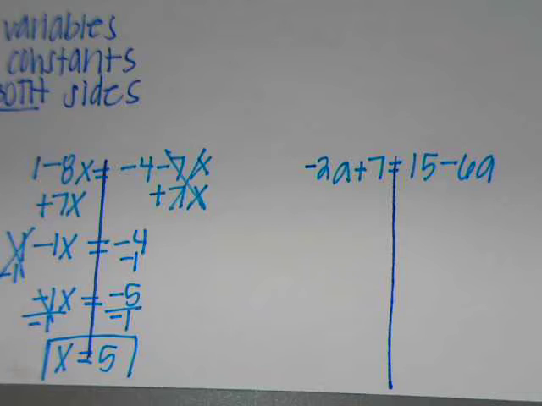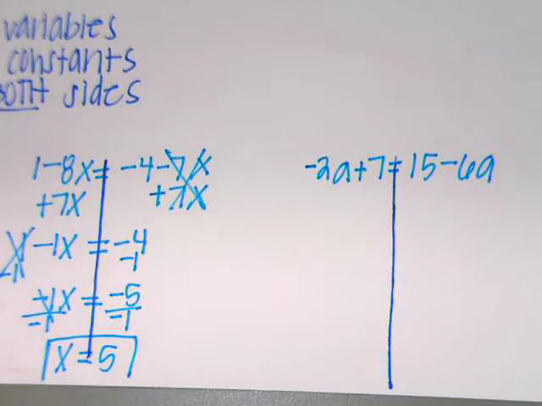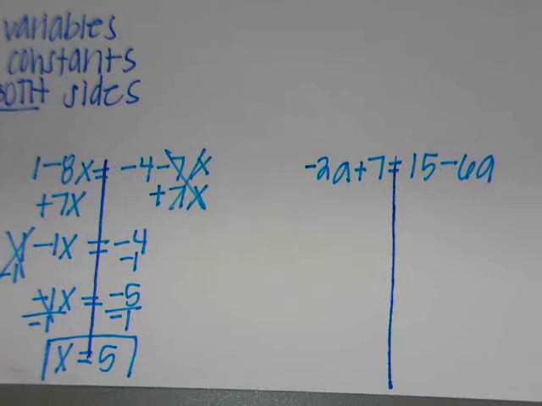What do you do? So always take the one that's on the right and move it over. The a first. So the negative 6a is where you're going to move first.